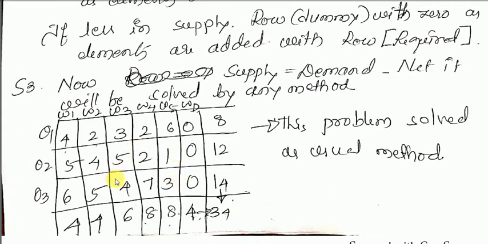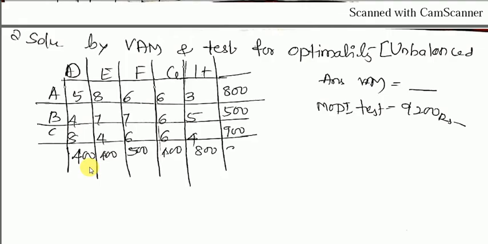Now you can start from the basic feasible solution, allocate, and then solve by the optimality test. The second problem is also unbalanced. Just go through that and solve it by optimality.